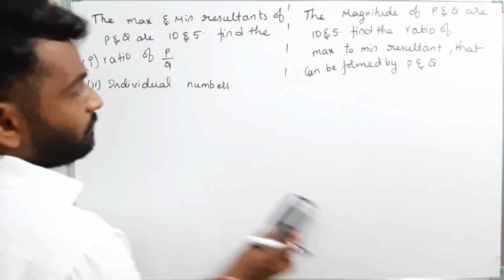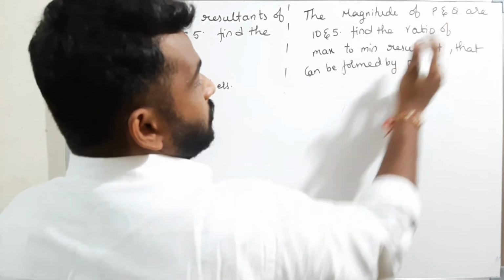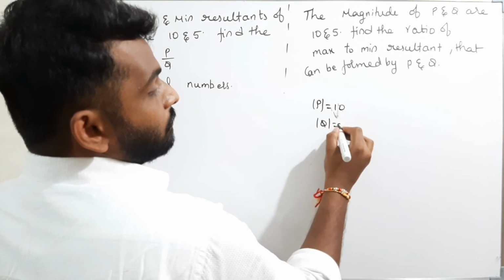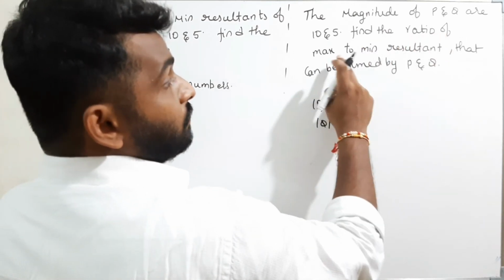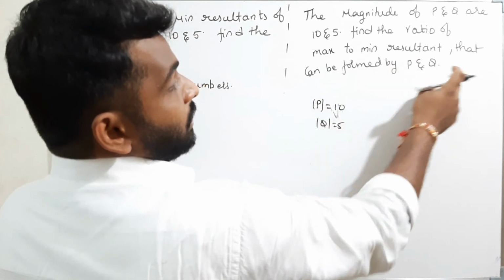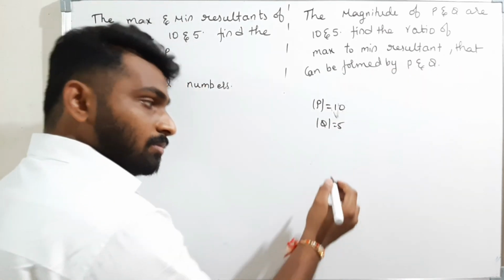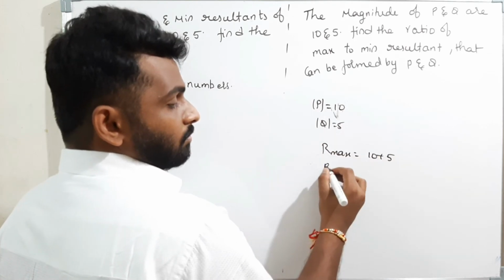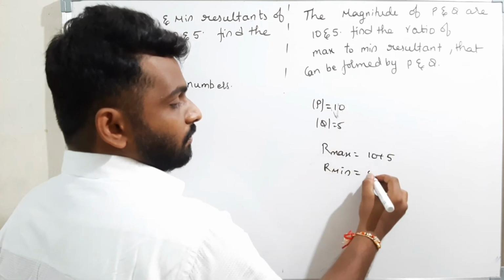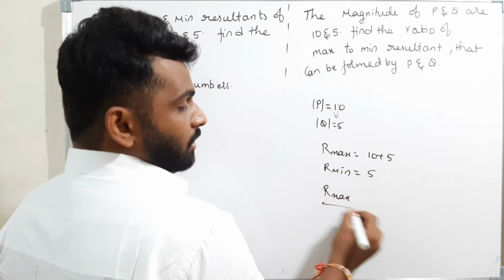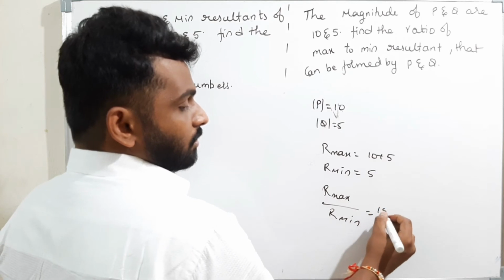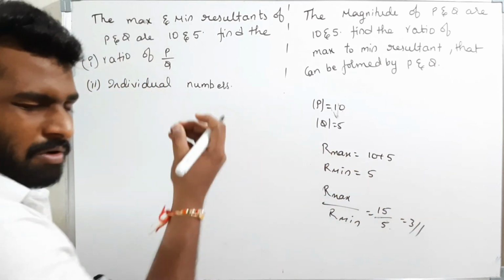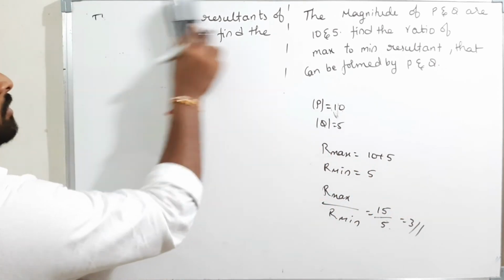Now see here. The magnitudes of P and Q are 10 and 5. Find the ratio of the maximum to minimum resultant that can be formed by P and Q. What is the maximum? Maximum is when both are adding, that is 10 plus 5. The minimum is when they are opposite, that is 10 minus 5. Then the ratio R max by R minimum is 15 by 5, which is 3. That's all. Very simple questions. Now we will see one more question.